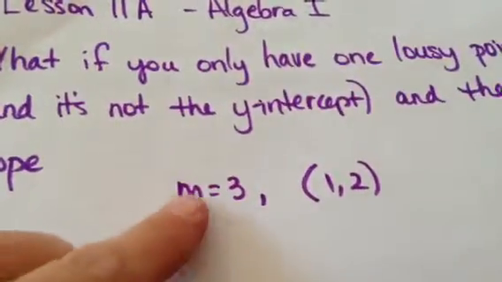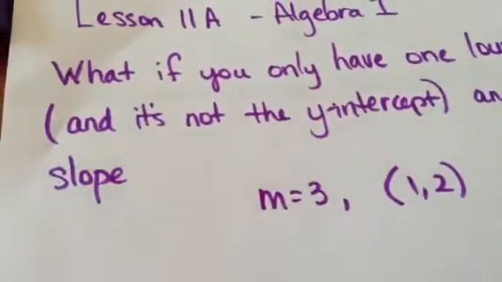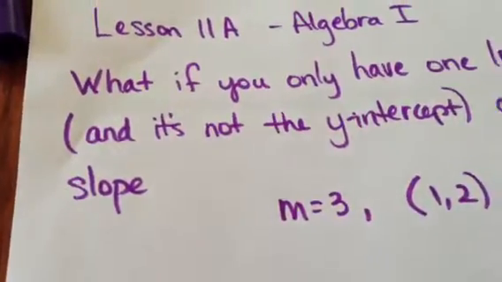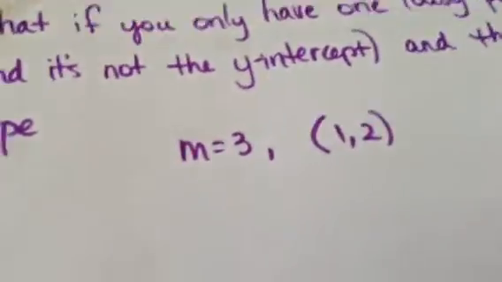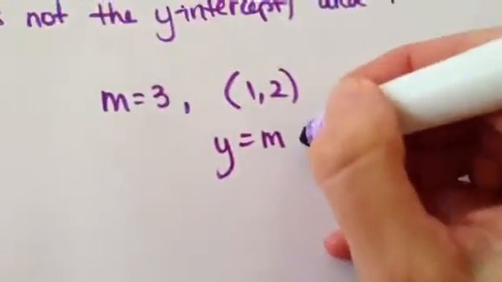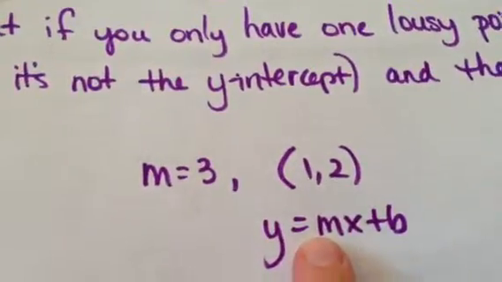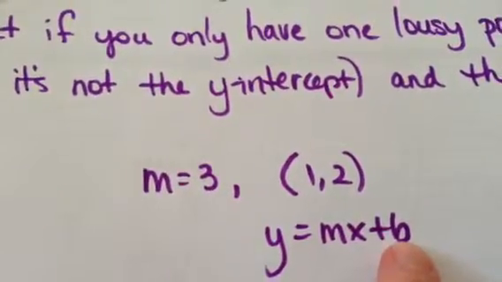By the way, this is actually on 11A. They give me this information, and they're going to have you graph it and find out everything on that. But I'm going to do this another way for right now. What you can do is you always have this formula that you can work with. Remember, here's where you plug in your slope, your m. Your b is your y-intercept.